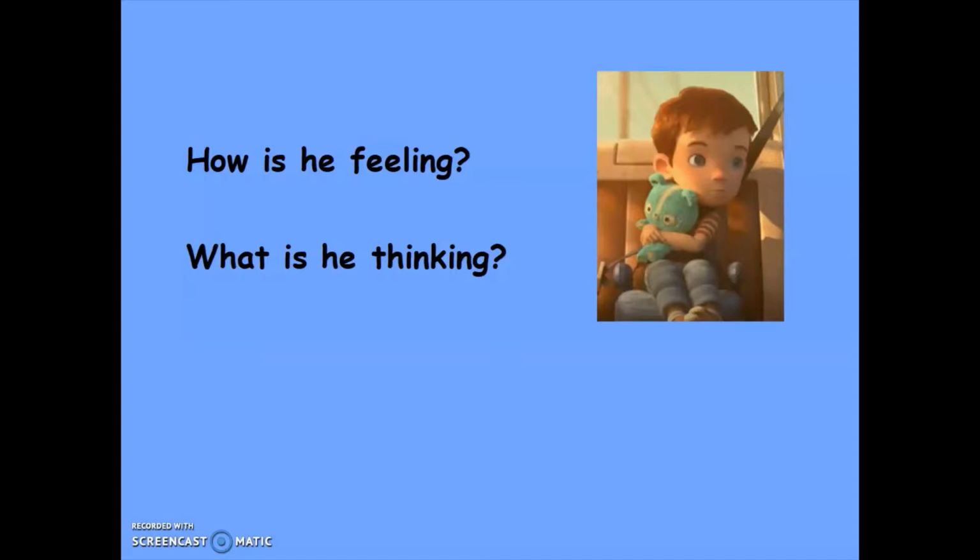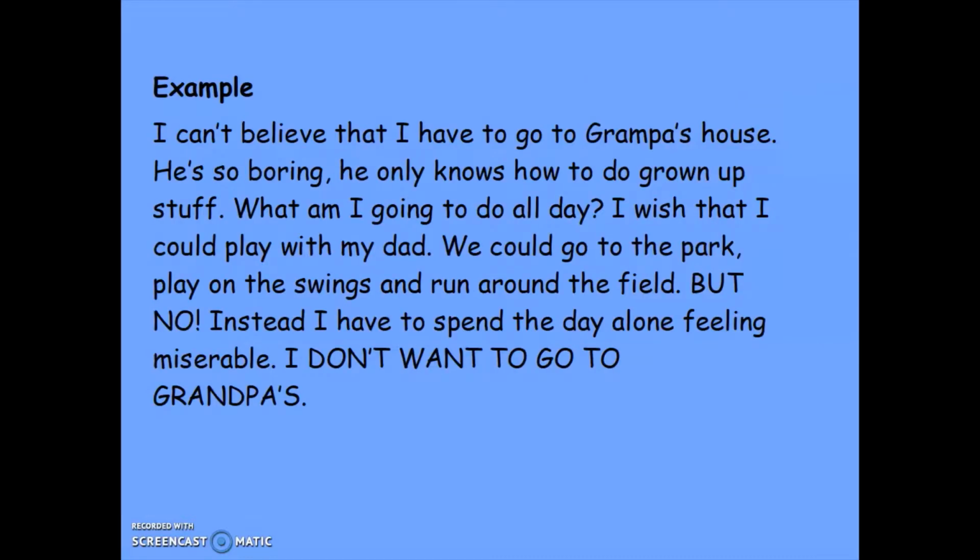We know that he is probably thinking that he doesn't want to go to Grandpa's house. You can tell by his facial expression and his body language. He also uses some speech in this scene, telling his dad that his grandpa only knows how to do grown-up things. Here is an example of an internal monologue that I have written, pretending to be Tony.